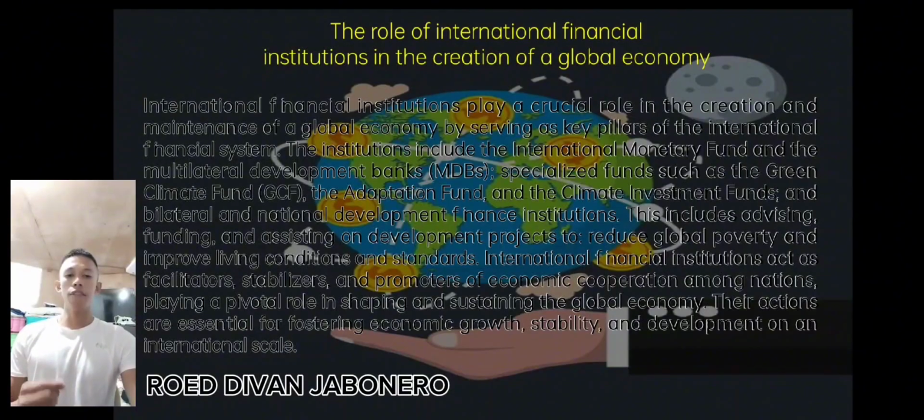This includes advising, funding, and assisting on development projects to reduce global poverty and improve living conditions and standards. International financial institutions act as facilitators, stabilizers, and promoters of economic cooperation among nations, playing a pivotal role in shaping and sustaining the global economy. Their actions are essential for fostering economic growth, stability, and development on an international scale.